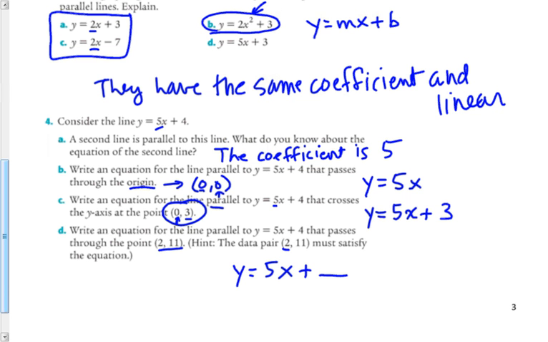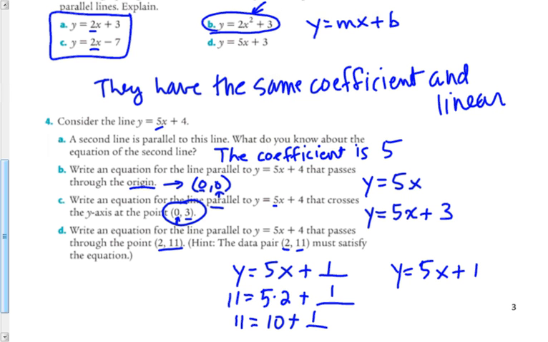And we know that that constant term must make it satisfy this data pair 2, 11. So when y is 11, I'll just substitute 11 for y. And x is 2, so I'll substitute 2 for x. And when I add the constant term, it has to be true. Well, 5 times 2 is 10, and 10 plus 1 is 11. So my equation y equals 5x plus 1 goes through the point 2, 11.